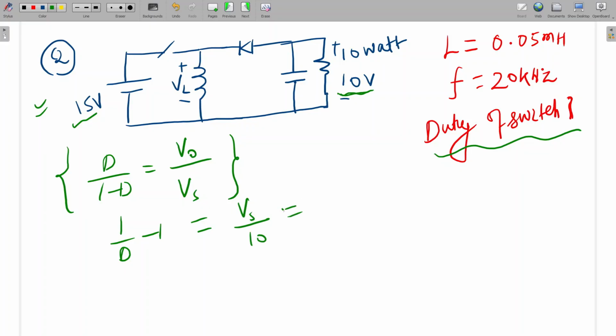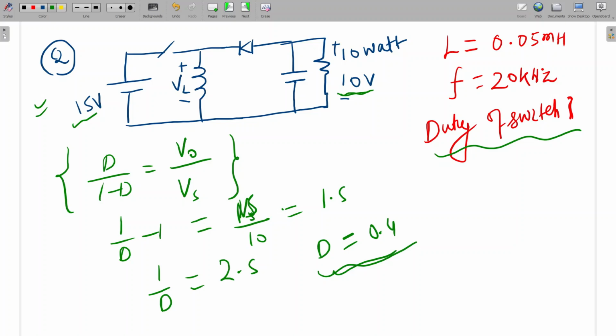So it will be Vs is 15 by V naught, so 1.5. So 1 by D will be 2.5 and D will be 0.4. So this is the normal duty. If this converter will work in continuous conduction mode, then this duty should come. So we will first verify with respect to continuous conduction.